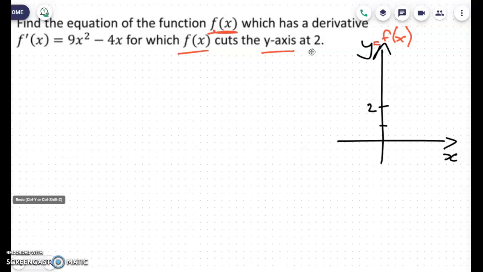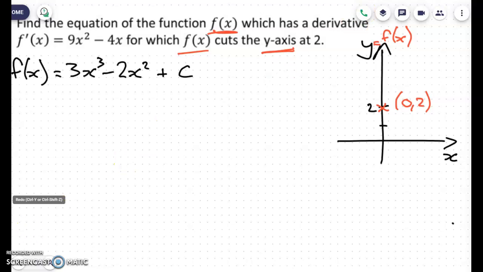f(x) is just y. If it cuts the y-axis at 2, this is the y-axis, cuts the y-axis at 2, so that means it goes through that point there, which is x is equal to 0 at that point, and y is 2. So that's what we're going to use to figure out c.